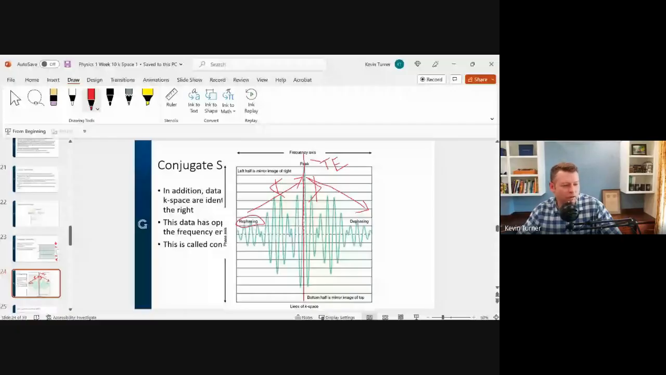Once again, we will be talking about how we take advantage of that next week when we're doing MRAs and abdominal scans.